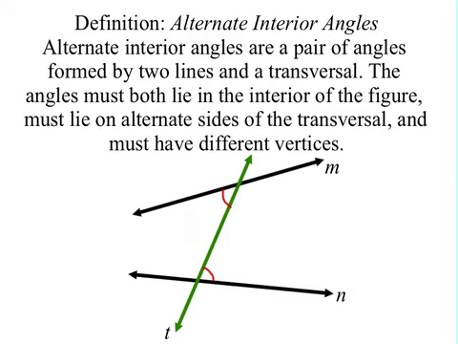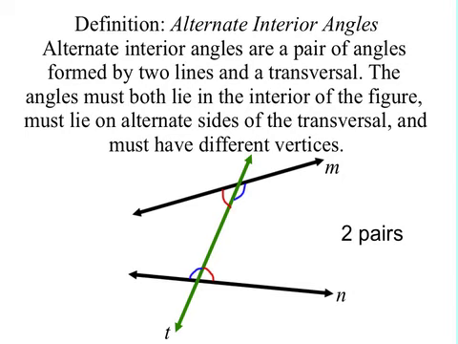Another definition, alternate interior angles. They are a pair of angles formed by two lines in a transversal. The angles must both lie in the interior of the figure, and they must lie on alternate sides of the transversal, and they must have different vertices. So the two angles marked in red are alternate interior angles for lines M and N with respect to the transversal T. And there are two possible pairs of alternate interior angles for any pair of lines and a related transversal. And the two pairs for this example are shown, the red pair and the blue pair.